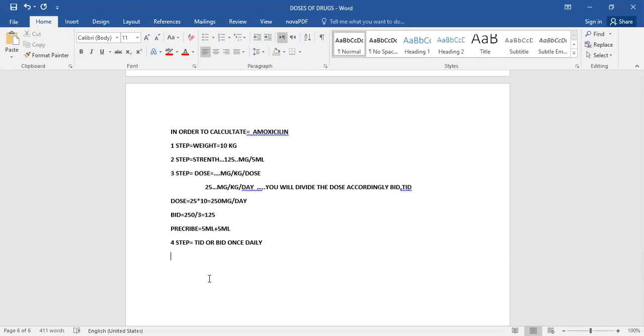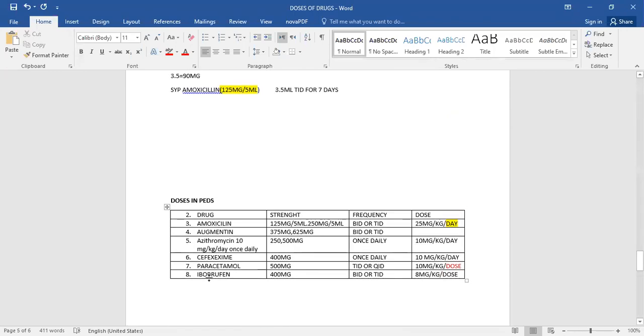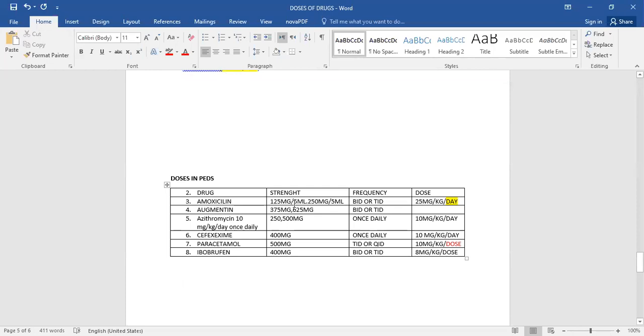We will look here at amoxicillin: the strength is this, given BID or TID. The dose is 25 milligram per kg per day. The same goes with Augmentin. Augmentin and amoxicillin we calculate the same way because it has amoxicillin in it. You calculate the Augmentin dose the same way you calculate the amoxil dose.